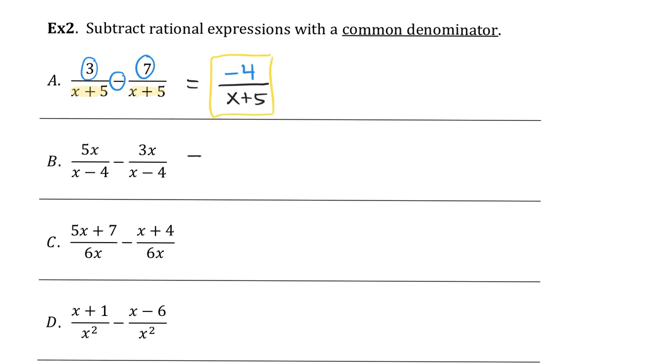Okay, let's look at B. 5x over x minus 4 minus 3x over x minus 4. So the common denominator is x minus 4. And then I'm doing 5x minus 3x, which is 2x's.